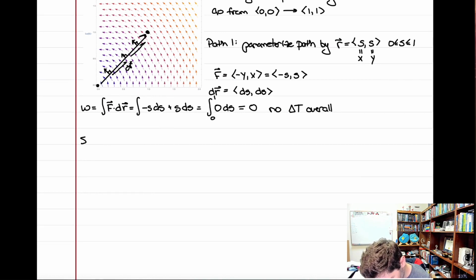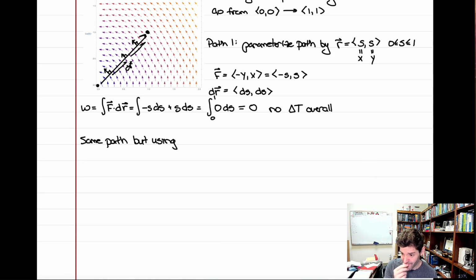Let me now do the same path, but with a different parameterization. Actually, let me do a different path, because it'd be nice to do one that gives me a non-zero answer. So let me do the path that is more of a parabola. It kind of does something like this. So this is my new path, something that is a parabola that goes up.